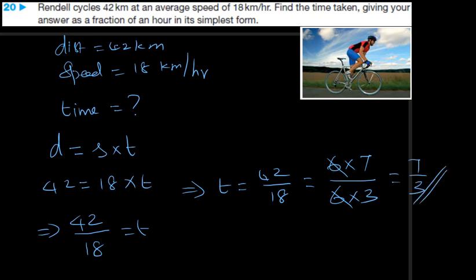Okay, so here we have finished this exercise. We have solved the whole set of 20 problems here.